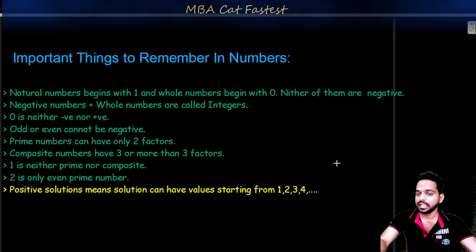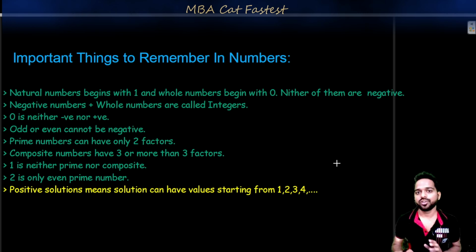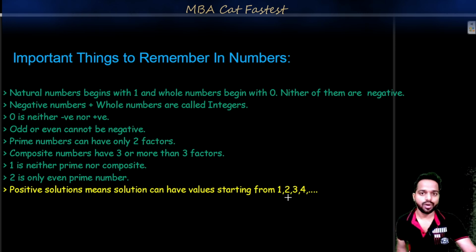Positive solutions. Now see, we tend to miss the things given in a question. If a positive solution of an equation or anything else is asked, positive solutions means they must start from 1, 2, 3, 4. You cannot include 0 as the solution of the equation. That's why I have especially mentioned that positive solution means values can start from 1, 2, 3, 4.